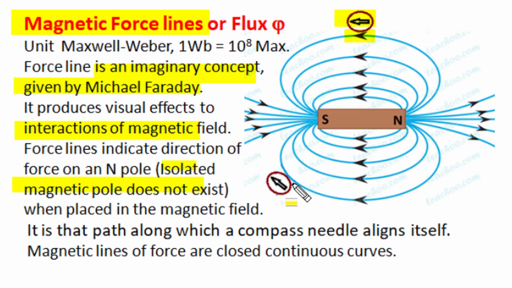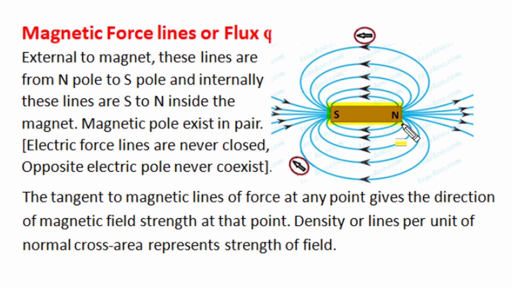In fact, these force lines indicate the path along which a compass needle aligns itself, and in any magnetic field representation, these force lines coming out of the north pole and entering the south pole form a closed continuous path, passing within the magnet from south to north pole. So these magnetic force lines are always closed continuous curves. We can say that for a bar magnet, the external magnetic field force lines are from north pole to south pole everywhere, and inside the magnet they are directed from south pole to north pole.